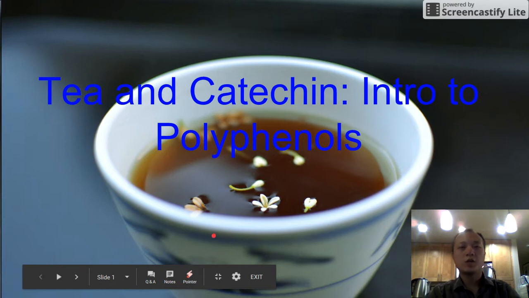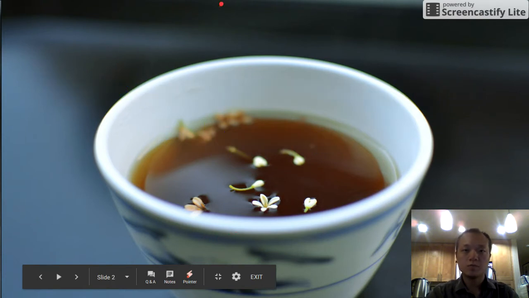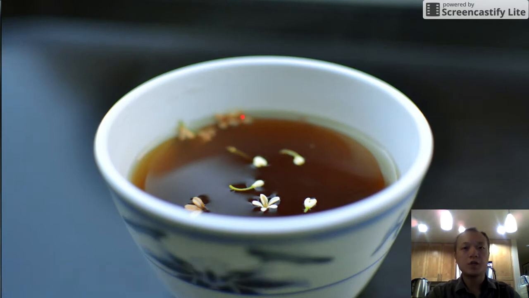Hi, today we're going to talk about tea and one of its components, which is catechin. Catechin is also a polyphenol, so we'll briefly talk about polyphenols. Tea is a widely popular drink that originated in southwest China. It is purported to have some health benefits, which we'll explore here.